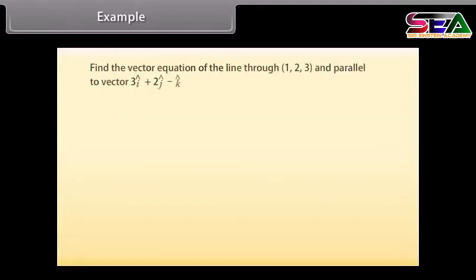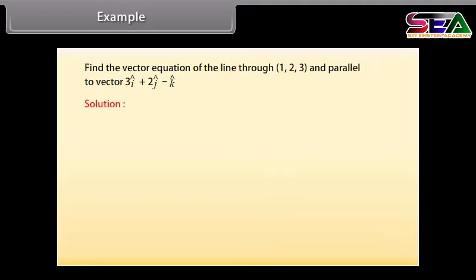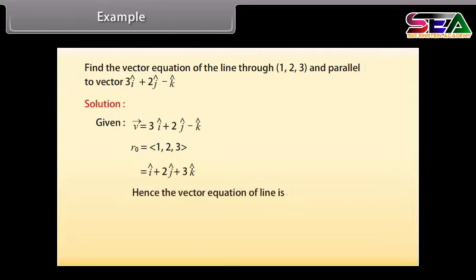Example. Find the vector equation of the line through (1, 2, 3) and parallel to vector 3i plus 2j minus k. Solution. Given vector v equals 3i plus 2j minus k. Vector a equals (1, 2, 3) equals i plus 2j plus 3k. Hence the vector equation of line is r equals i plus 2j plus 3k plus t times (3i plus 2j minus k), which equals (1 plus 3t) i plus (2 plus 2t) j plus (3 minus t) k.